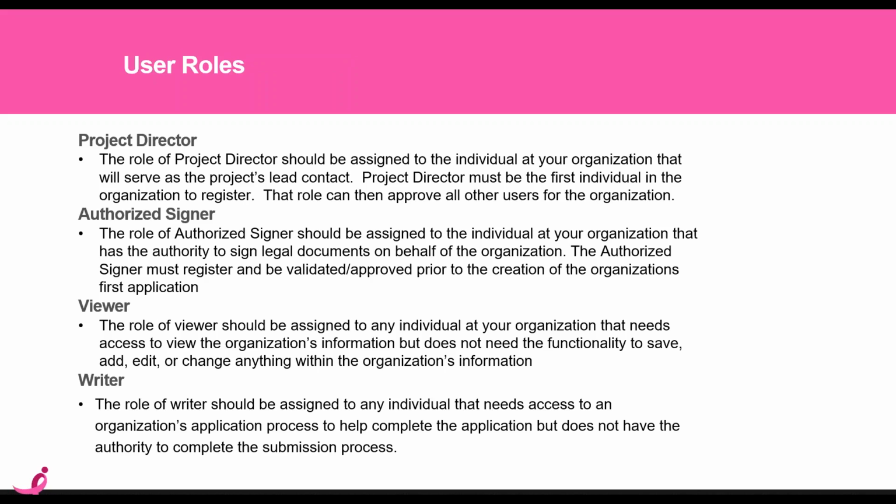So there are 4 user roles. The 2 that are the most important are project director and authorized signer. The project director needs to be the first person within the organization to register in the system. And once they have registered, affiliate staff can go in and approve that user in the system, and then that person can actually approve all other users within the organization. So they have the most capability within the system to do all of the activities.